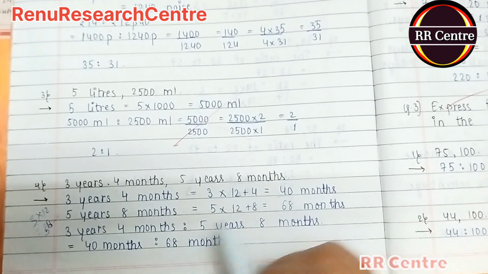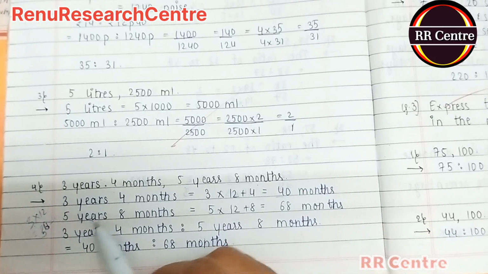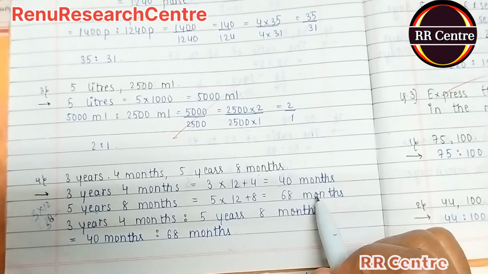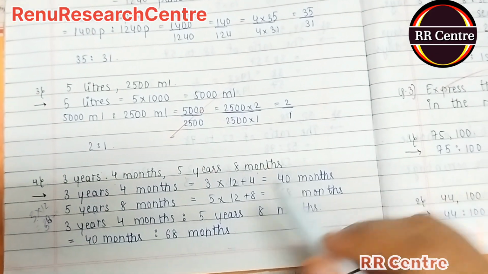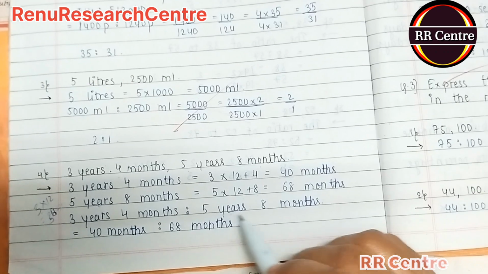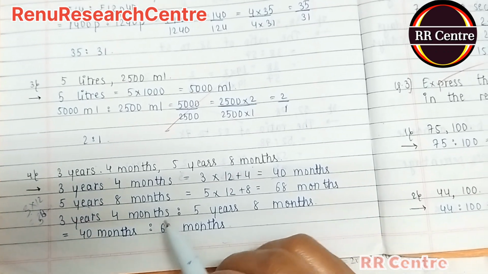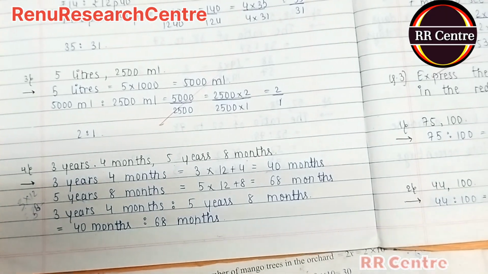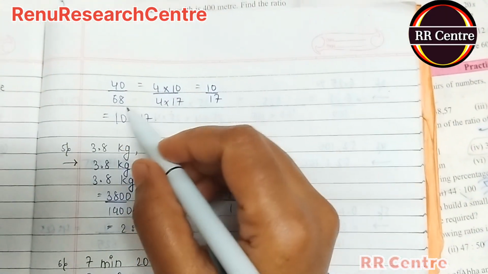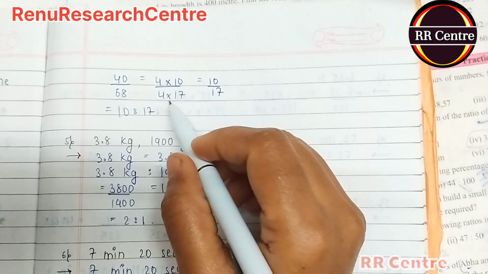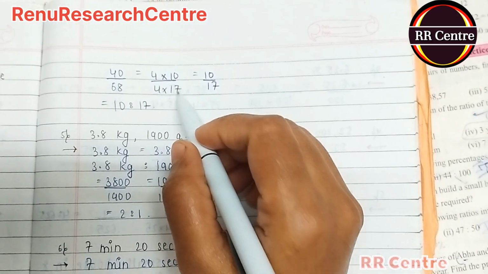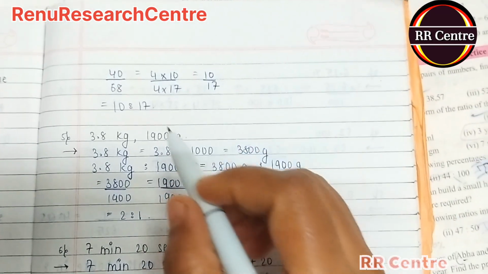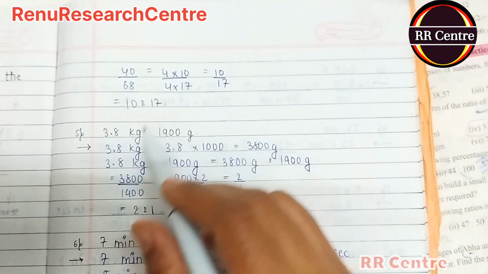So the first one, 40 months, will come. The second one we will find out in months: 5 years then 8 months. So 5 multiplied by 12 and plus 8 is equal to 68 months. So now use the ratio form, 5 years 8 months and 3 years 4 months. So 40 months and the ratio of the 68 months. So what will come? 40 upon 68 is equal to 4 multiplied by 10 and upon 4 multiplied by 17. So the 4 will be cancelled and the remaining is 10 upon 17. So now our ratio is 10:17.